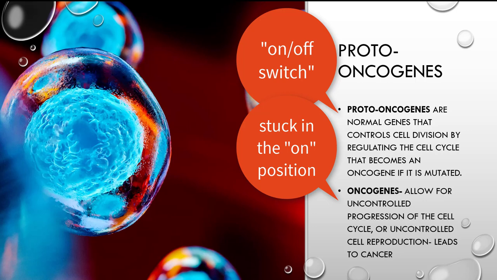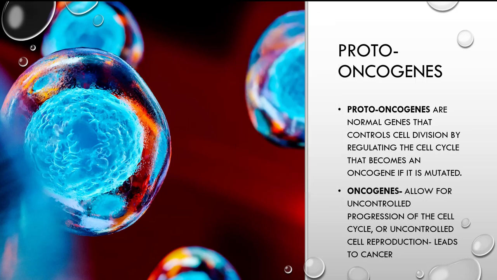Okay, so think of it like a light switch. So proto-oncogenes are in control of the light switch. When the light switch turns on, that means the cell can divide. When the light switch turns off, that means the cell cannot divide. But if there's a mutation in this gene, that makes the light switch constantly be turned on. And so once the cell divides, it will then divide again and again and again. Okay? And so that leads to cancer, because you have the cell dividing over and over and over again.